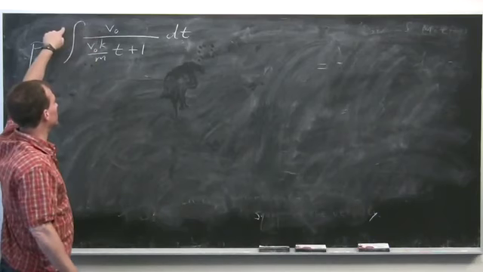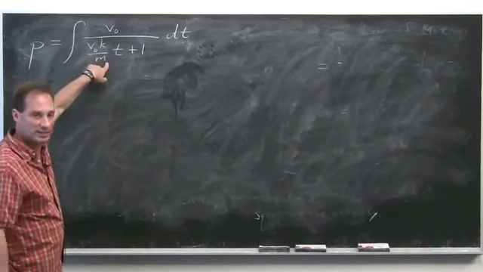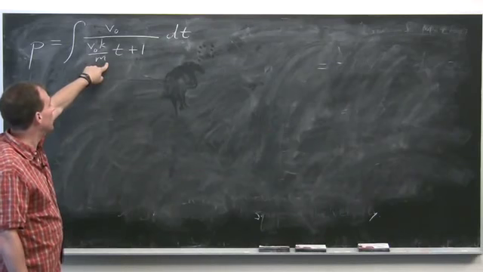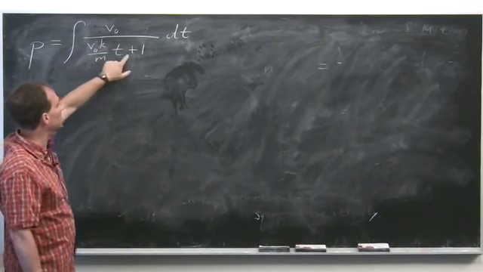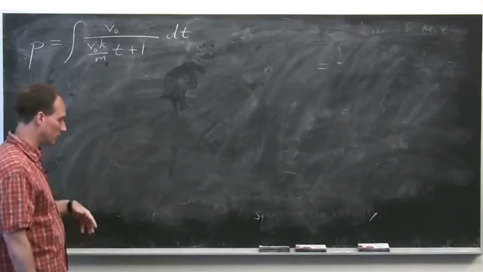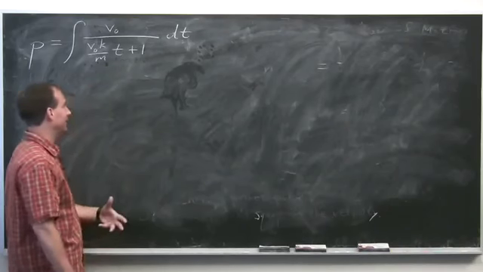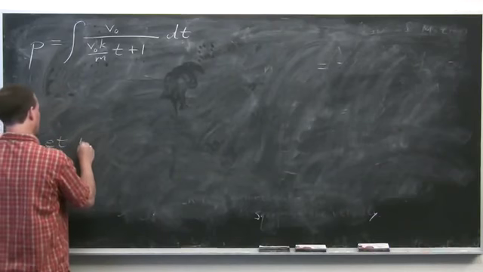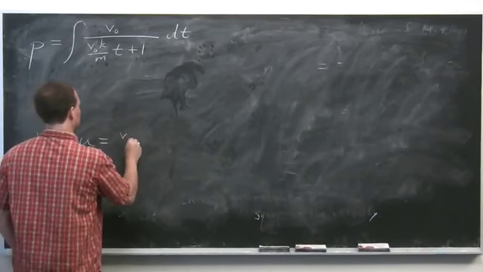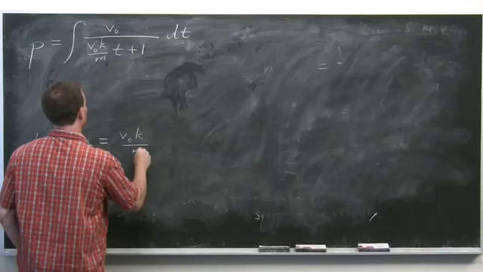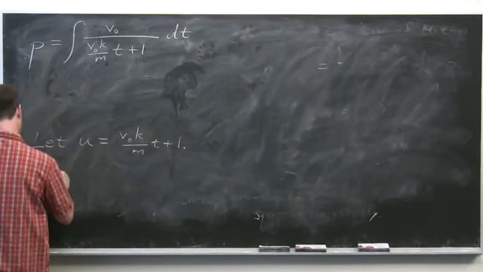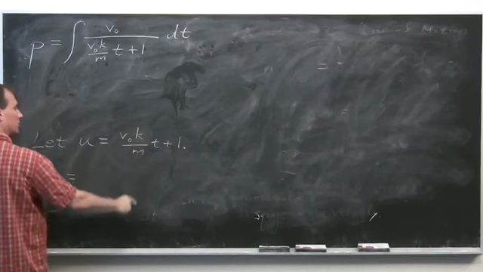V naught's a constant, we can pull that out. This isn't just 1 over t dt. If it were, we'd get natural log of the absolute value of t. But it's just a constant times t plus a constant, so it's almost like it's just a t. So make the substitution. We'll let u be v naught k over m t plus 1.